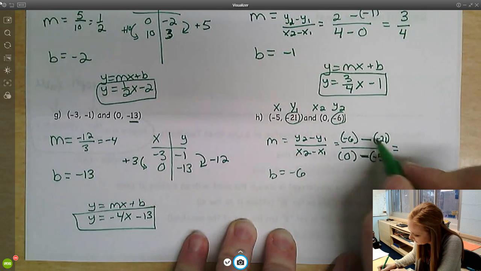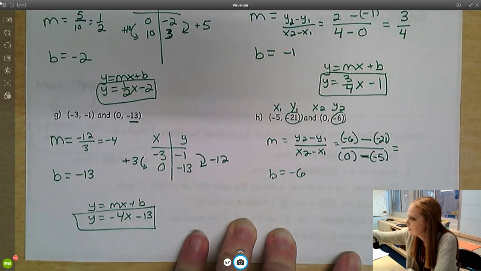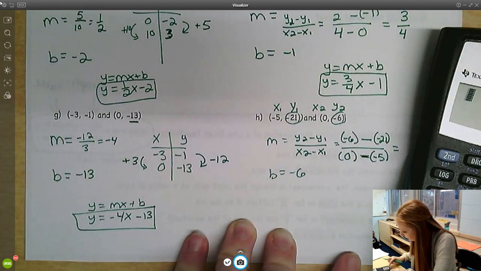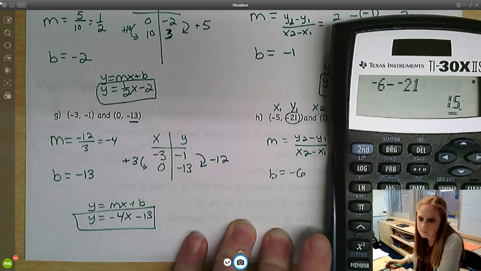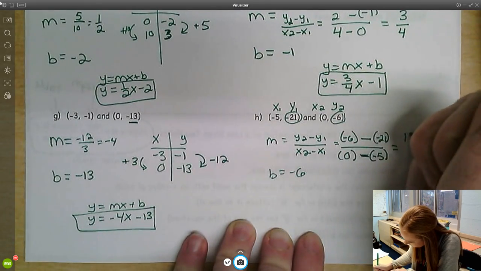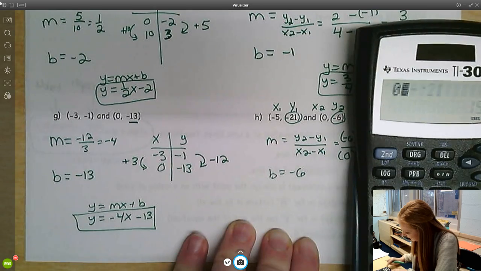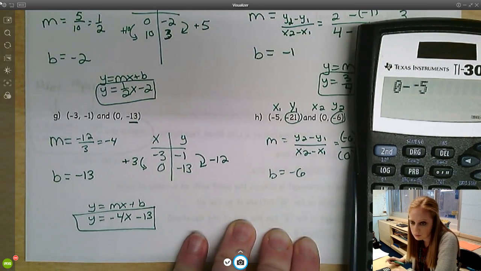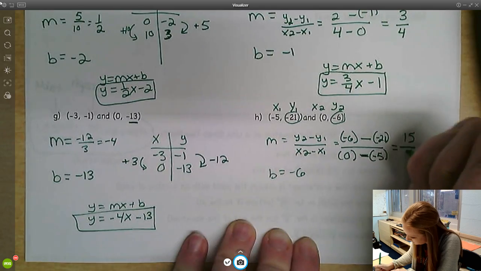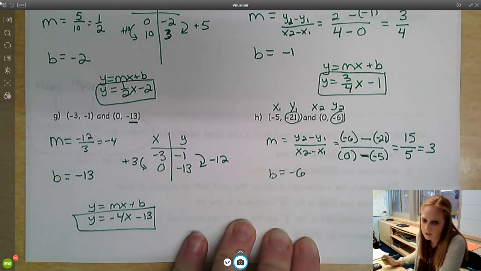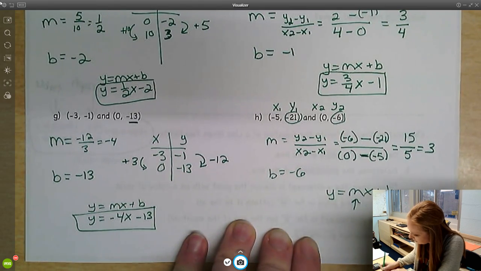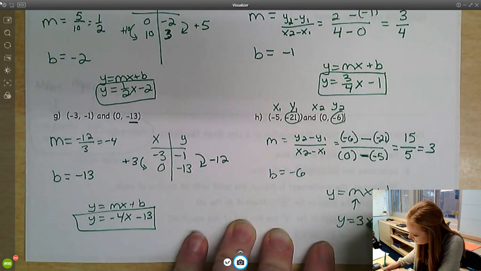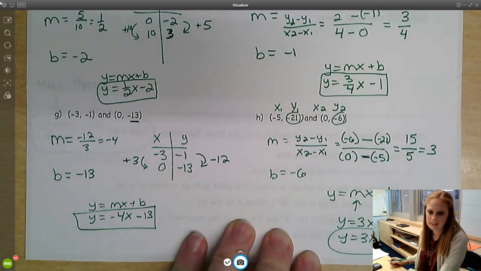So put in your calculator negative 6 plus 21. Let's see, I'm going to use my calculator for that one. Negative 6 minus a negative 21. 15. 0 minus a negative 5. Same thing as 0 plus 5. 5. 15 divided by 5 is 3. Y equals mx plus b. Plug in your m, plug in your b. Our m is 3. Our b is negative 6. Y equals 3x minus 6.